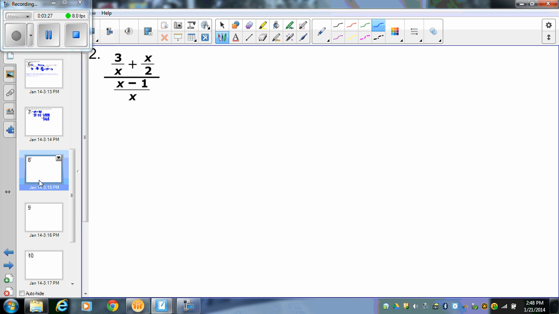So this one, we have a little bit more work to do. We have 3 over x plus x over 2 in the numerator, all over x minus 1 over x in the denominator. So what I'm going to do first is simplify my numerator. So I'm going to focus just on this for the time being. If I had just given you 3 over x plus x over 2 and told you to simplify that, then you would start by finding a common denominator, which is 2x.